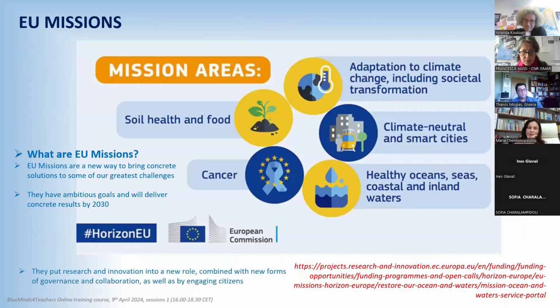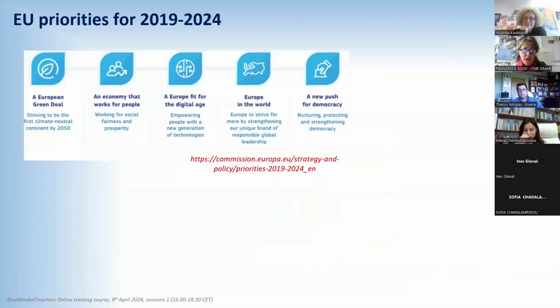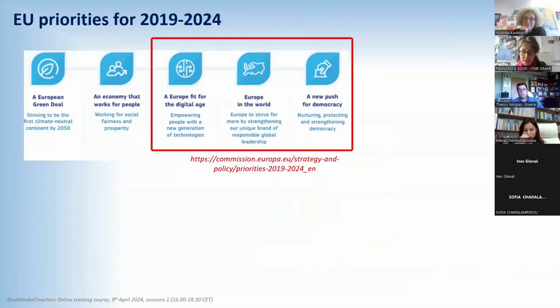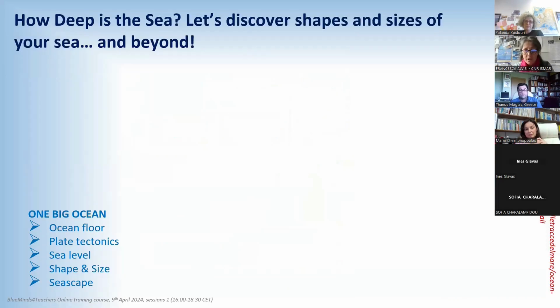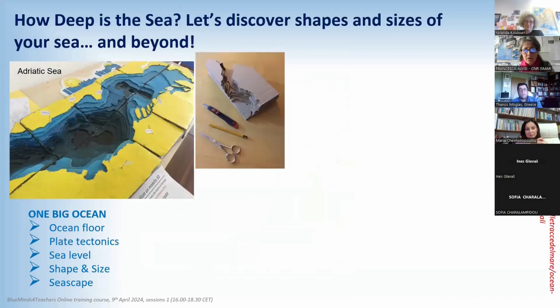And this is about the mission areas. What is Europe doing for our present and near future, and particularly what has to do with the ocean floor is that one of the ideas is to build the digital twin of the ocean. This is one of the main projects, a worldwide project, and Europe has planned to do its own part.